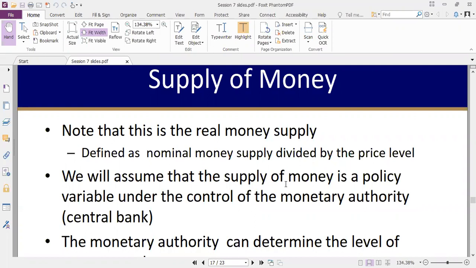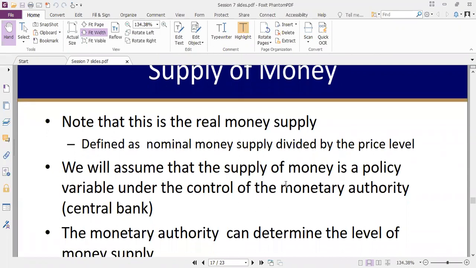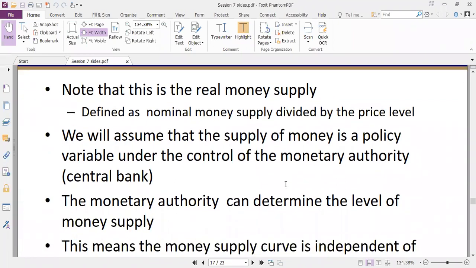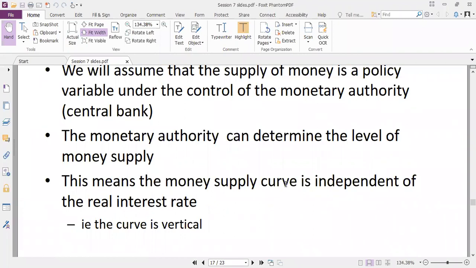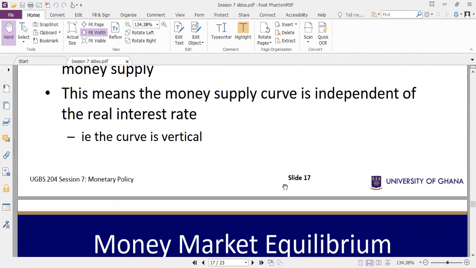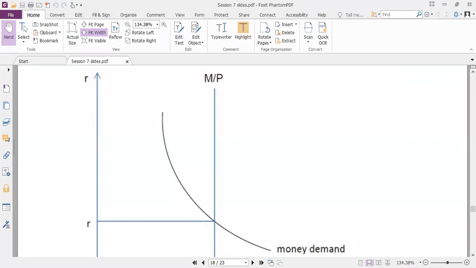A vertical line. When we say a vertical line, it means there's no slope downwards or upwards, it's just a vertical line, because it does not depend on the interest rate. If it had been a function of the interest rate, then we would have curved it or shown something else. So the money supply curve is independent of the real interest rate, because the Bank of Ghana does not need approval from anyone to solve its own issues. It does not depend on the interest rate in the market. So this is basically how the equilibrium shows.